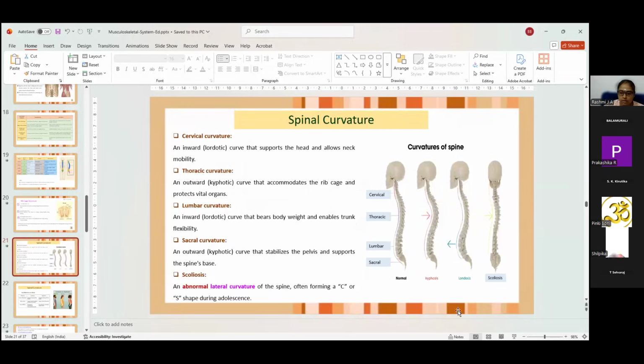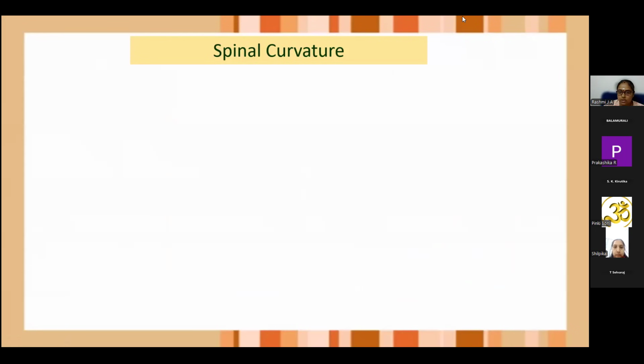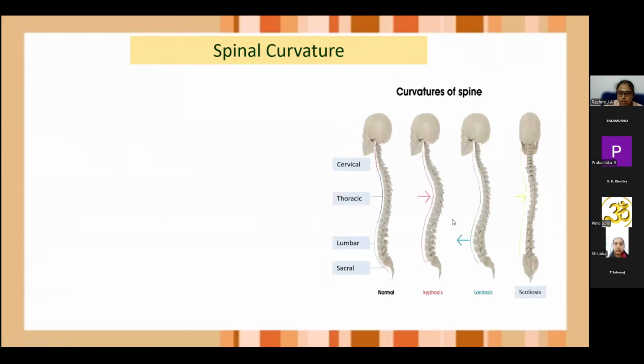So today we will go into spinal curvature. Here there are 4 things to be noted in the spine. 4 types of curvatures are there. One near the cervical region, the neck region, thoracic behind the chest, then lumbar in the lower back, and sacral near the tailbone. Okay, 4 things are there.